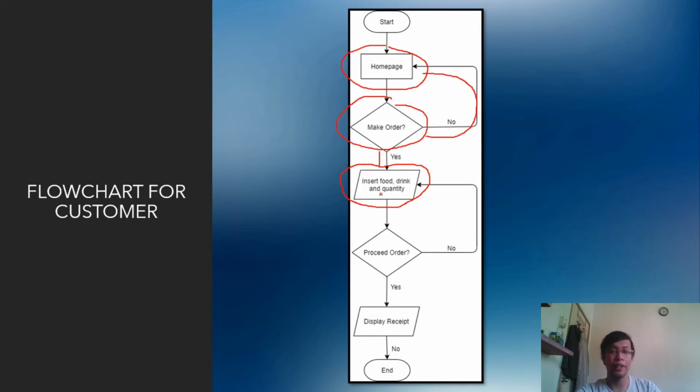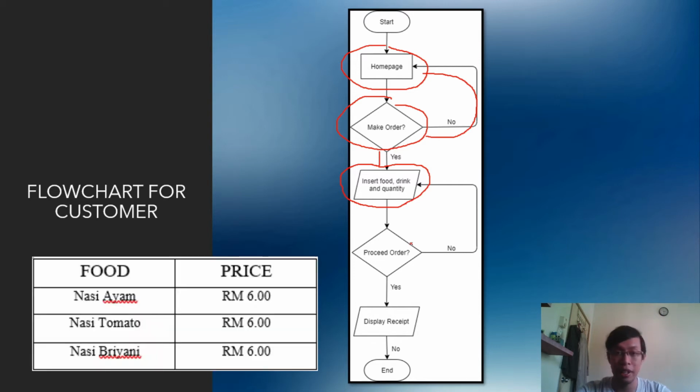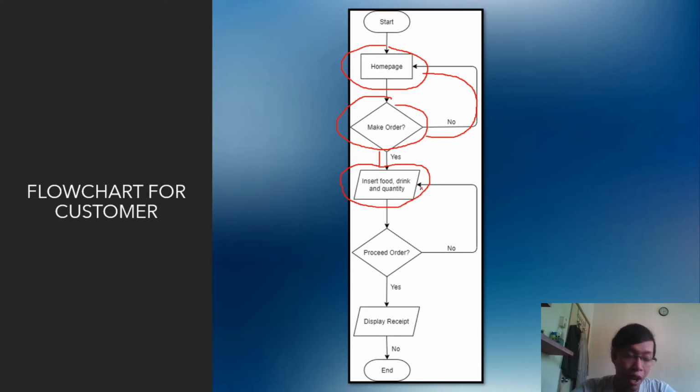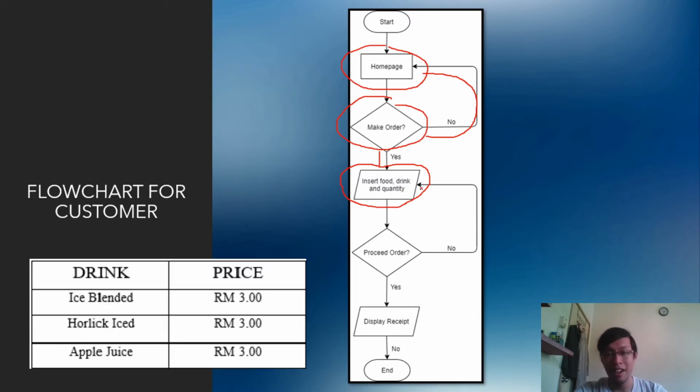From here, the customer needs to insert the type of food and drinks and the quantity of each to make an order. In our menu, the customer can choose to buy nasi ayam, nasi biryani and nasi tomato, which are 6 ringgit each. And also the drinks, which are ice blended, Horlicks ice and apple juice.